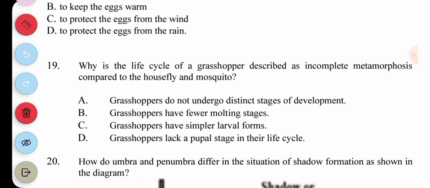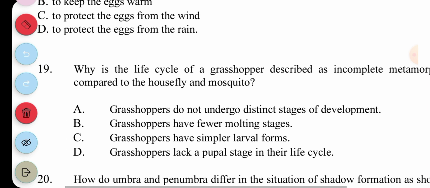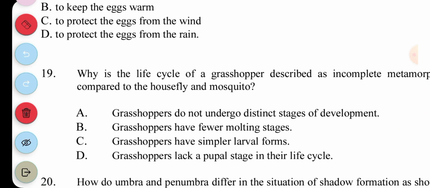Question 19. Why is the life cycle of a grasshopper described as incomplete metamorphosis compared to housefly and mosquito? A. Grasshoppers do not undergo distinct stages of development. B. Grasshoppers have fewer molting stages. C. Grasshoppers have simpler larval stages. D. Grasshoppers lack a pupal stage in the life cycle. And the answer to question 19 is D. Grasshoppers lack a pupal stage in the life cycle.